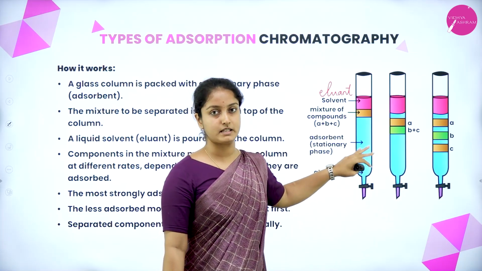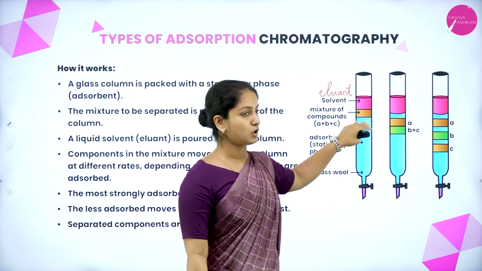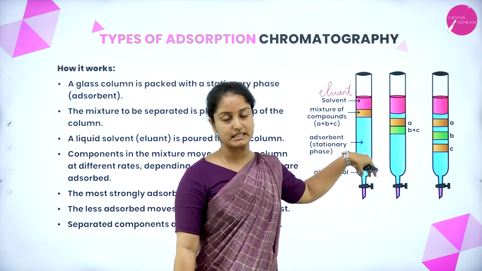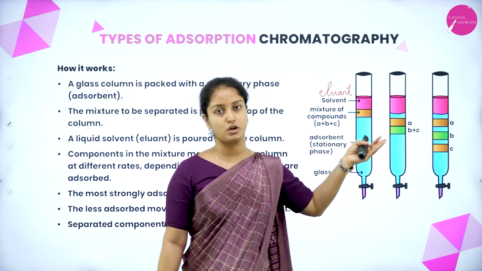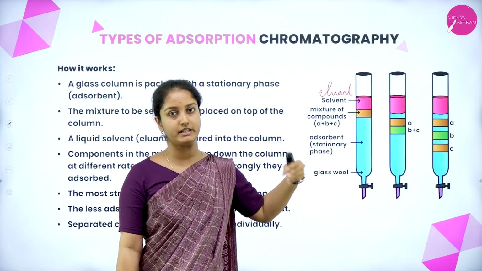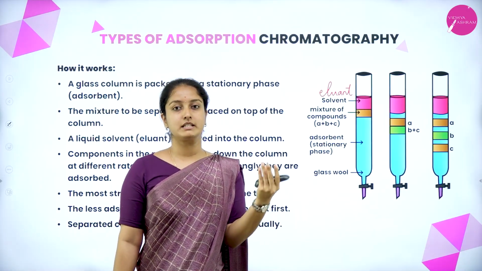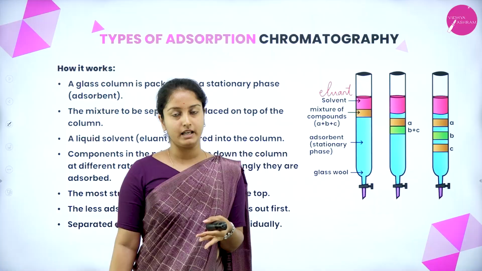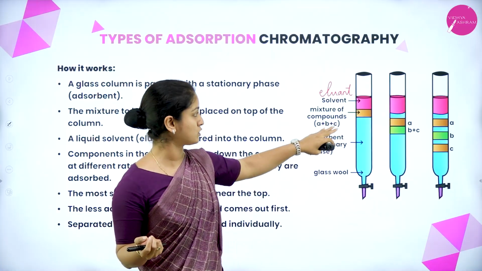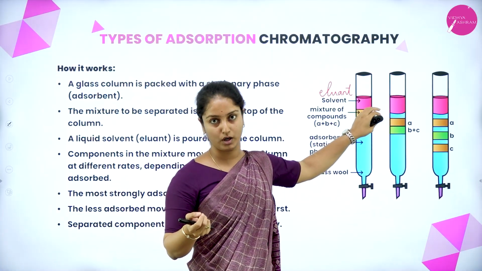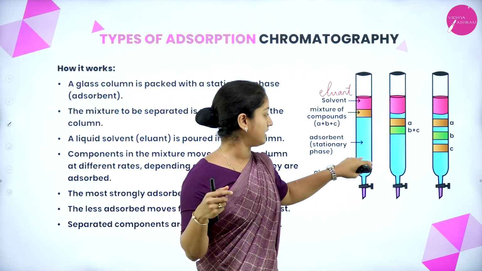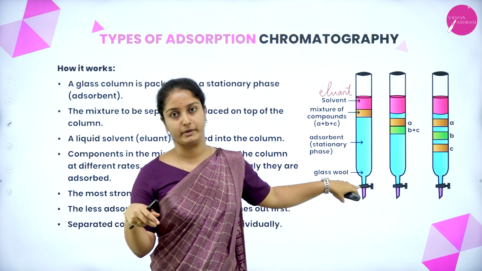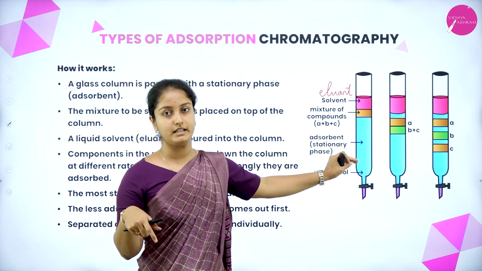So now what happens here is, mixtures in the column move downwards at different rates and the components will get adsorbed on the stationary phase at different rates. So these components are collected separately, and the most strongly adsorbed component will lie at the top of the column and the less adsorbed component will lie at the bottom of the column. So this will be collected separately.